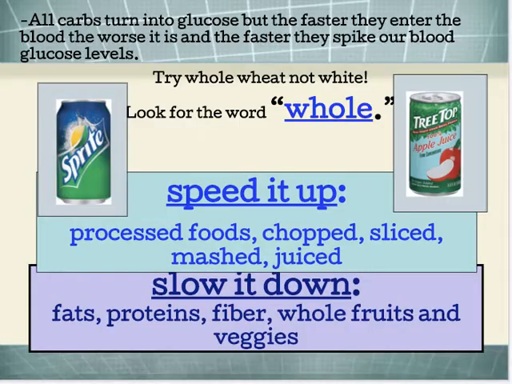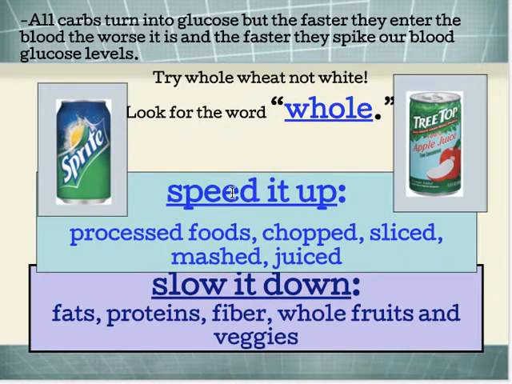There's a little peek. So all carbs turn into glucose, but the faster they enter the body, the worse it is, and the faster they spike our blood glucose levels. Again, glucose is sugar. We'll talk about that here in a second. So try whole wheat and not white. Look for the words whole instead of other words.